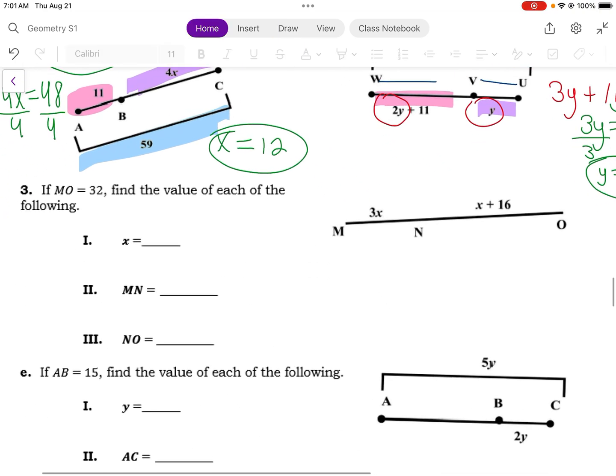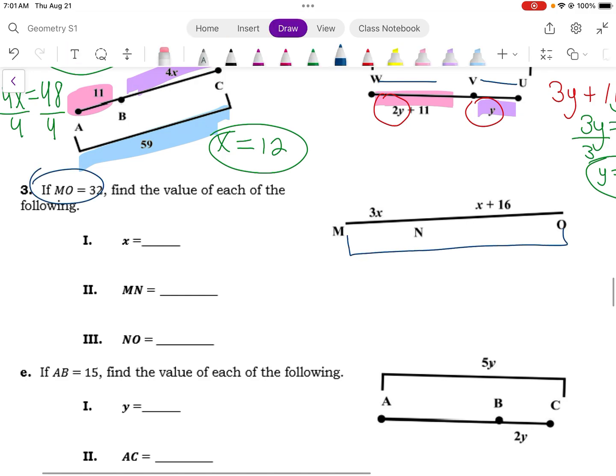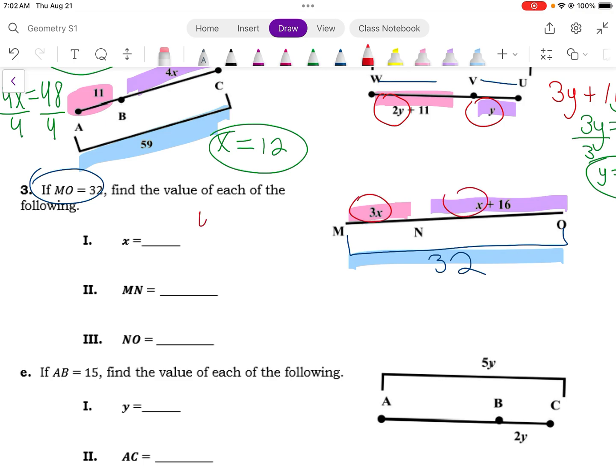All right, MO is 32, so that's, again, the entire thing. So the entire thing is 32, and then we have each of our sections here. And now let's combine like terms. So 3x and x is 4x plus 16, which equals 32. Let's solve for x. So 32 minus 16 divided by 4. So x equals 4 in this case. So again, breaking it down, subtracting the 16 and then dividing by 4.